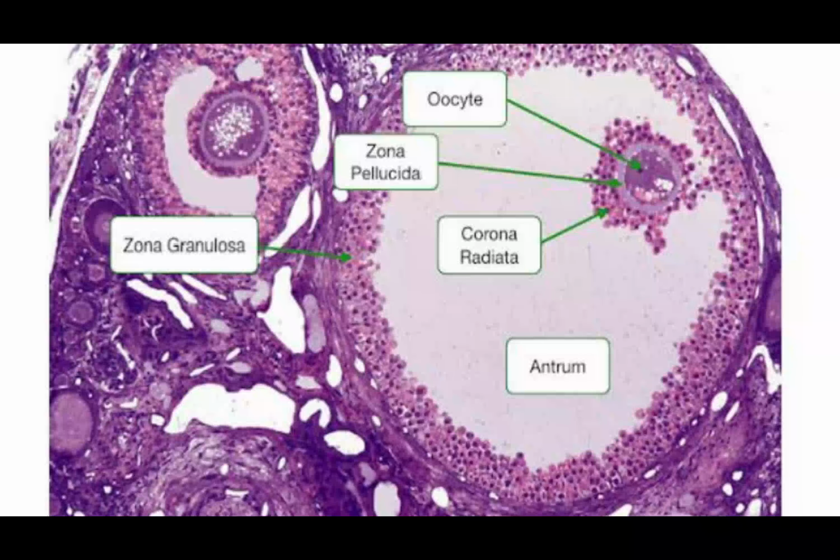And this is just a look at the zona granulosa that is produced within the ovary while the oocyte is being prepared for ovulation. Within the antrum of the zona granulosa is where we have the secondary oocyte before ovulation. All right, so that is it for the female reproductive system.